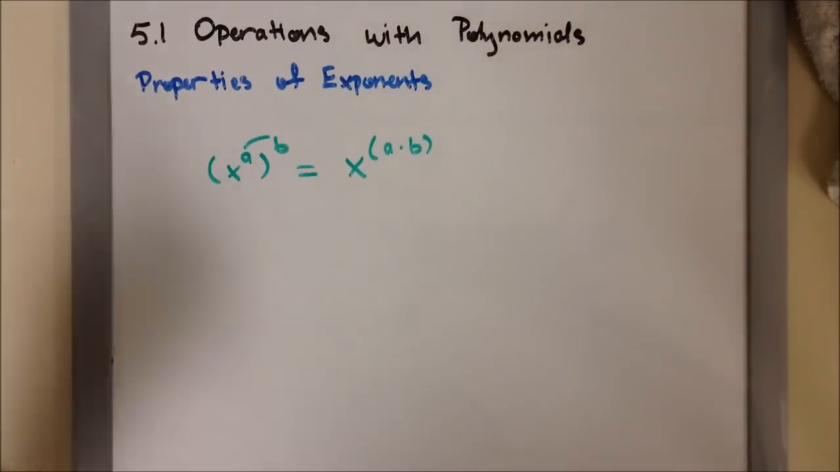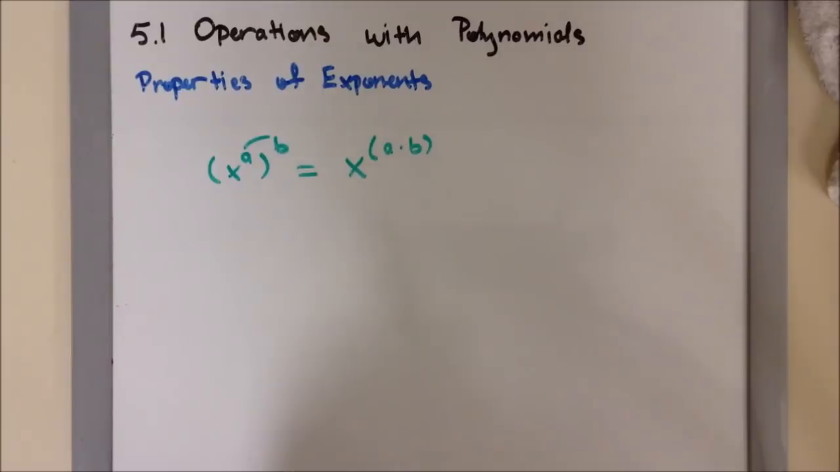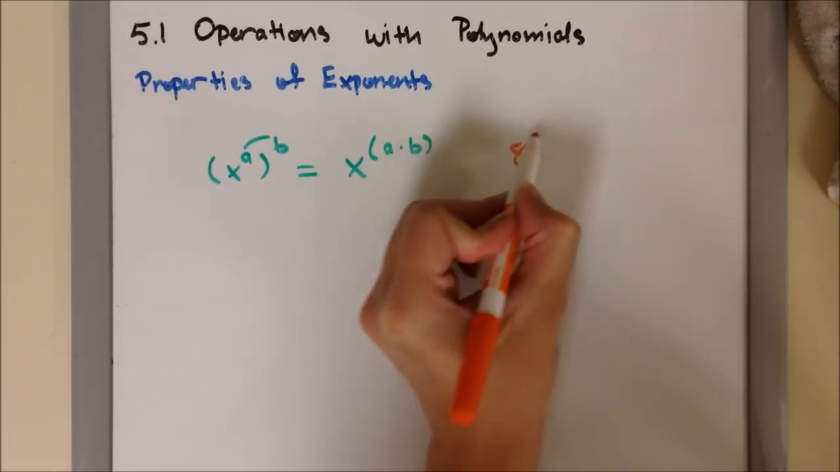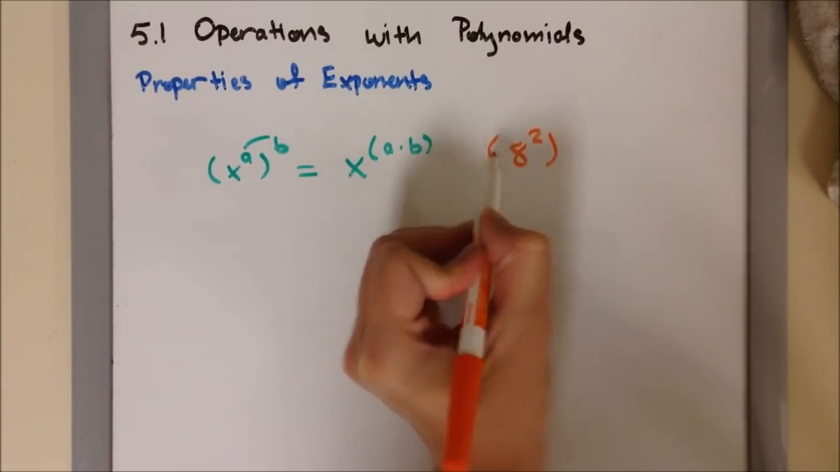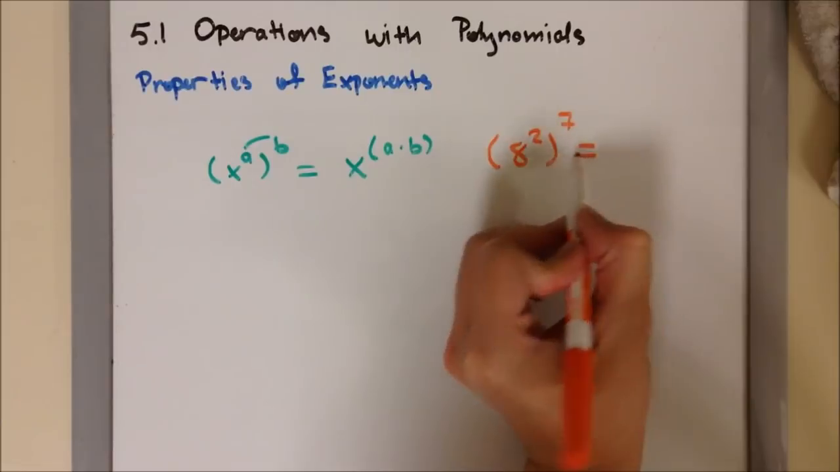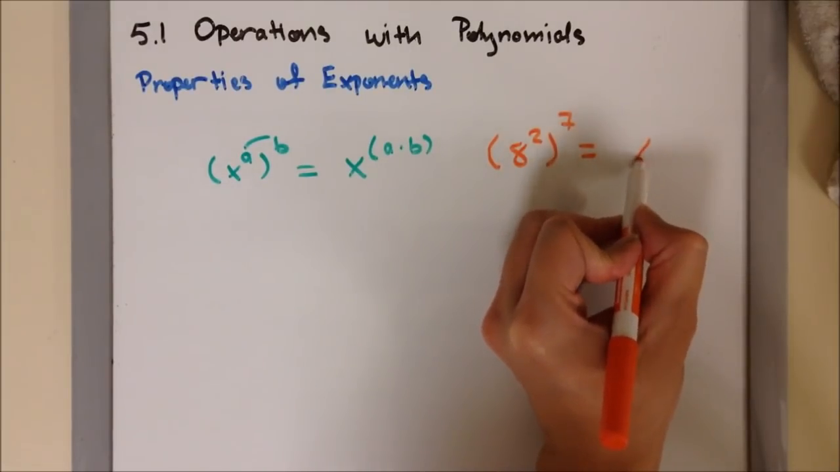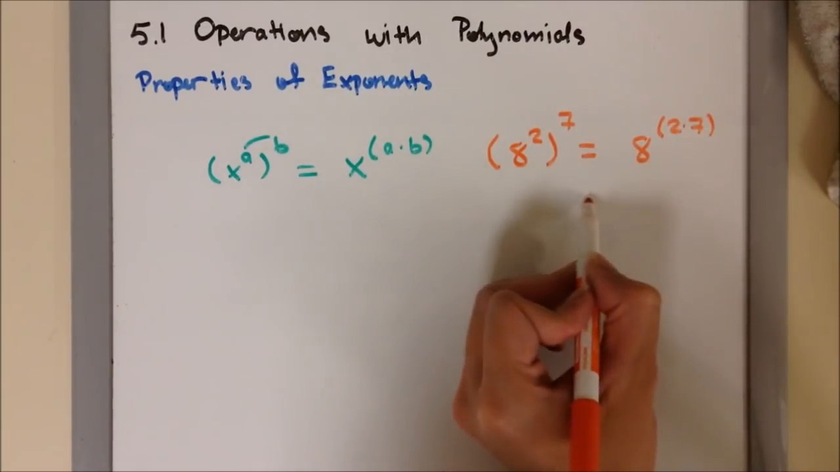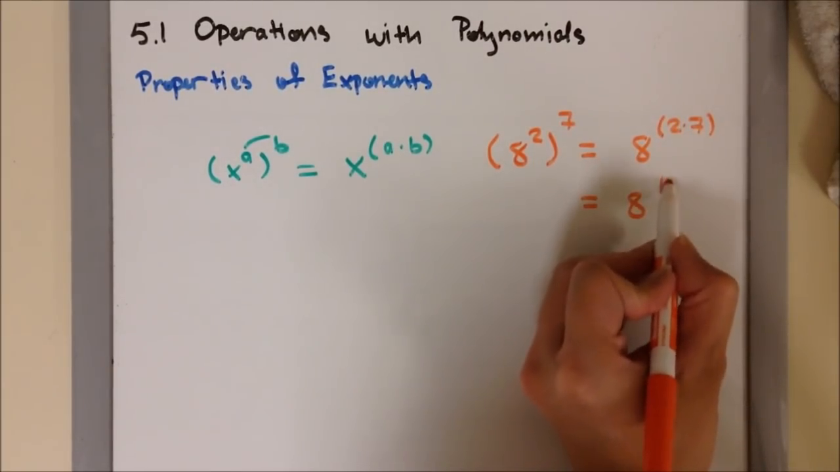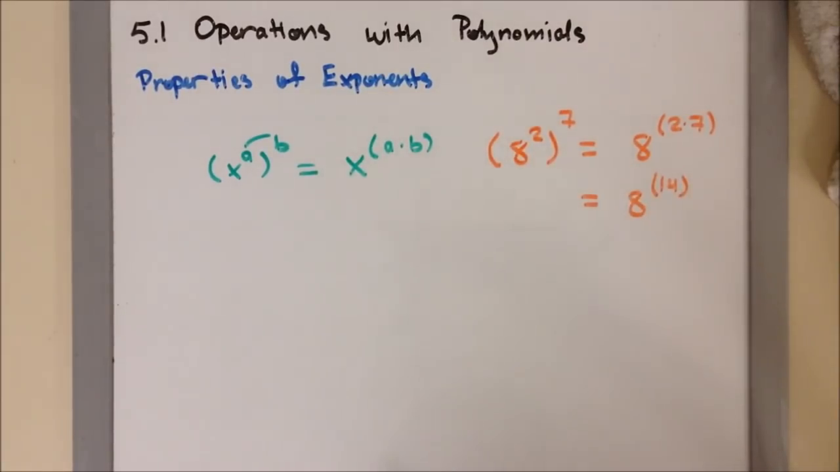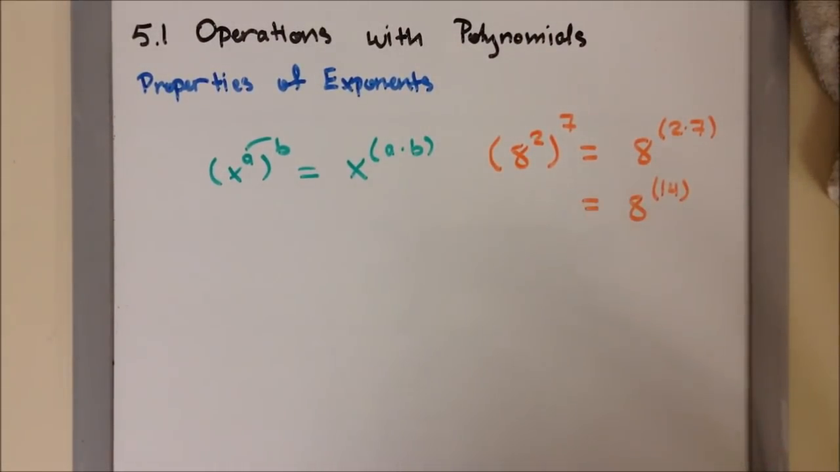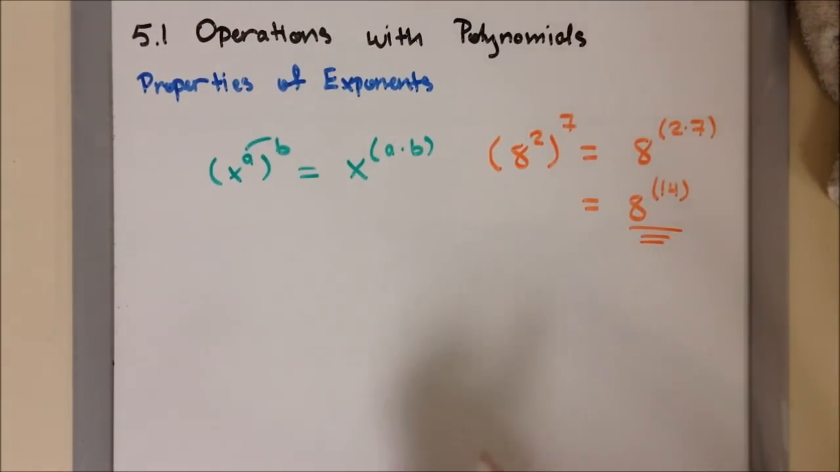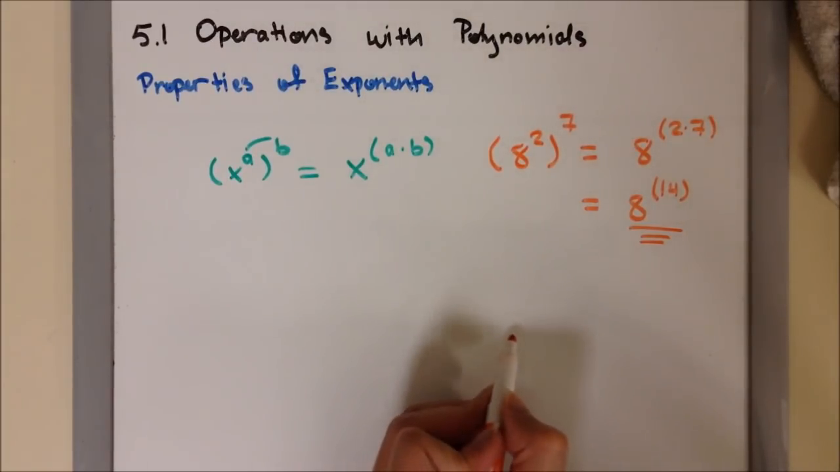So let's do two examples. Say you had a number 8 to the second power raised to the 7th power. So it means that the process is 8 to the power of 2 times 7, which will simplify into 8 to the 14th power. Now don't worry about working it out, I'm just explaining how the process works. So there's our answer.